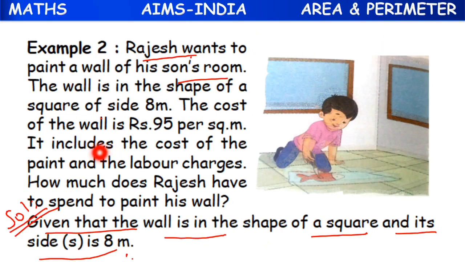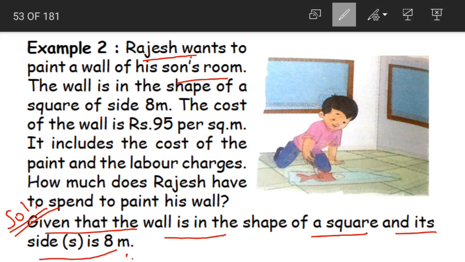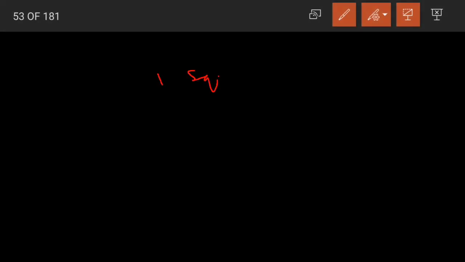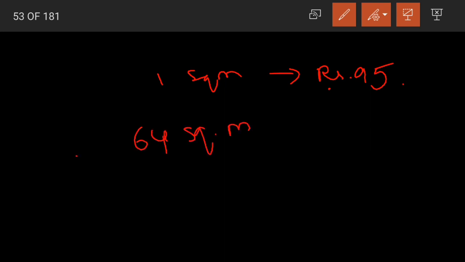Now again, the cost of painting should also be found out here. Now the cost of painting the wall is 95 rupees per square meter. That means for 1 square meter the amount is 95 rupees. What is the amount? The amount is 95 rupees. Now how many square meters of area do we have here? We have 64 square meters. The area of the wall is 64 square meters.